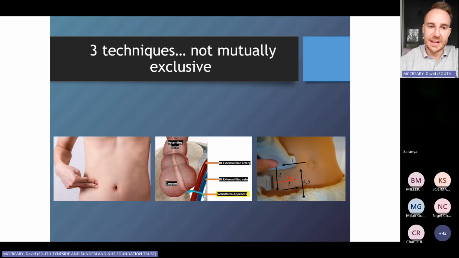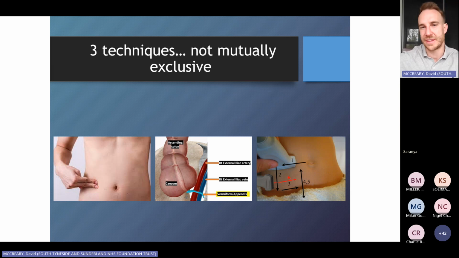The middle diagram relates to probably what I do most often as a starting point, which is to start quite low down on the child's abdomen, which we'll go through and look for these iliac vessels, all right? This could be the common iliac, depending on how high the appendix sits, or it could be the external iliac.